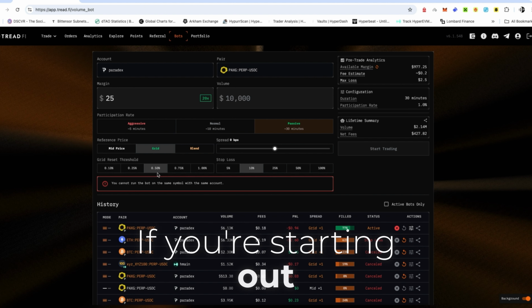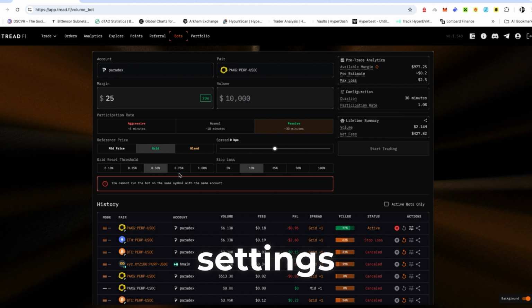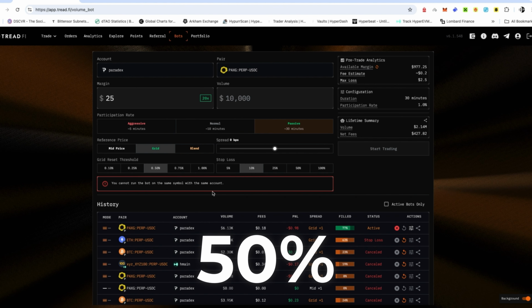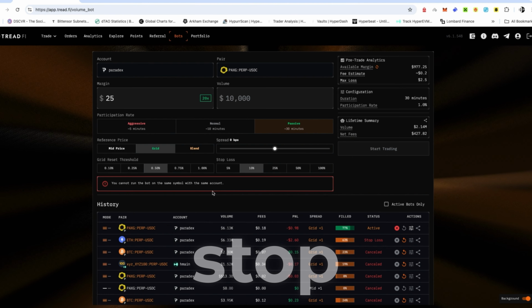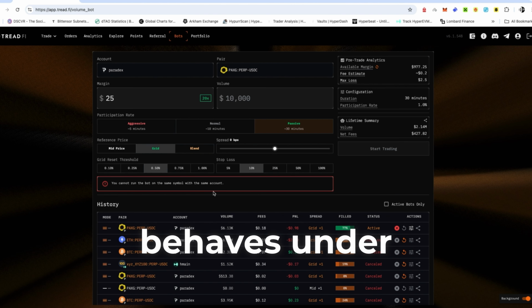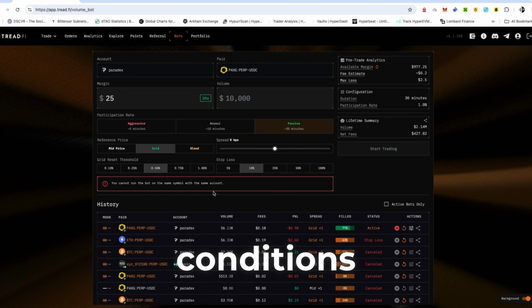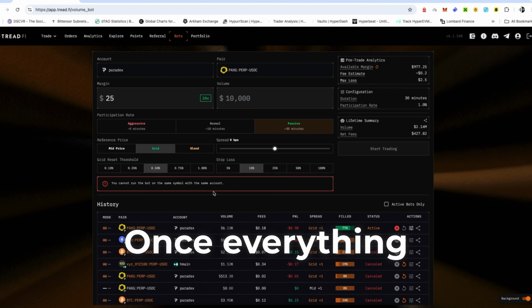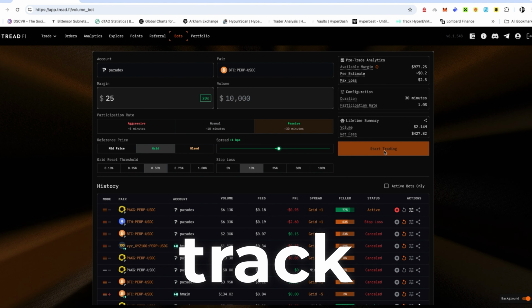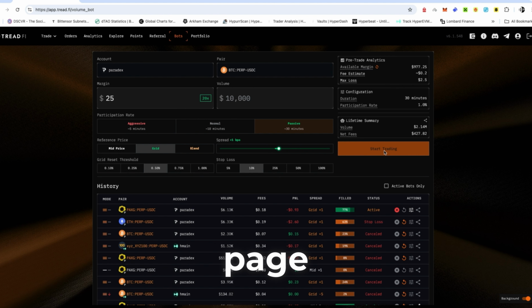If you're starting out, I recommend these beginner settings: 20x leverage, grid plus 1 spread, 50% grid reset threshold, and a 10% stop loss. Run a few 10k orders first to understand how the bot behaves under the right market conditions. Once everything is set, click Start Trading. Your bot is now running. You can track everything inside the orders page.